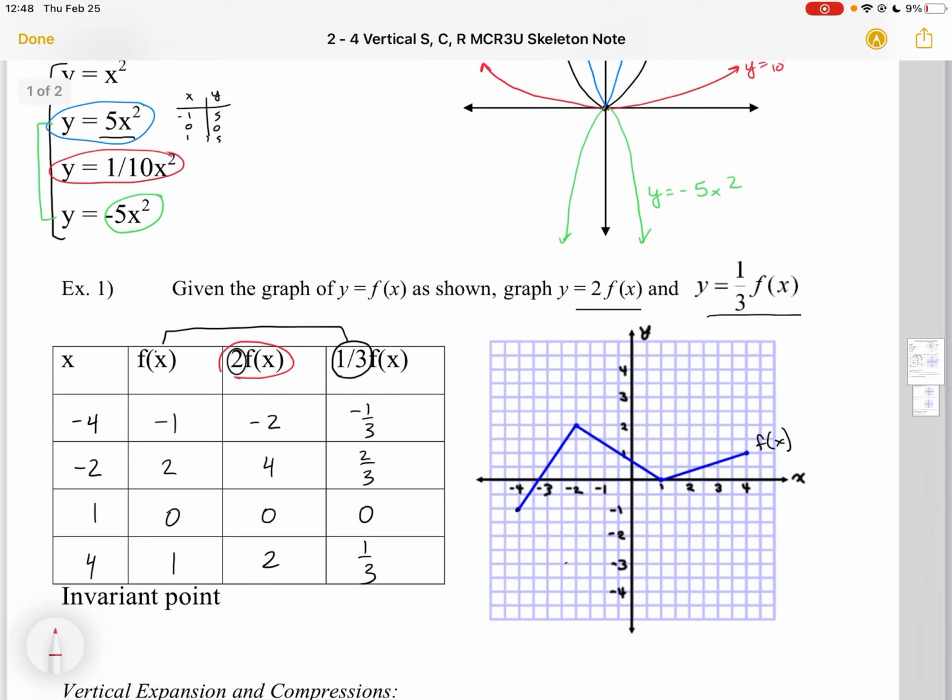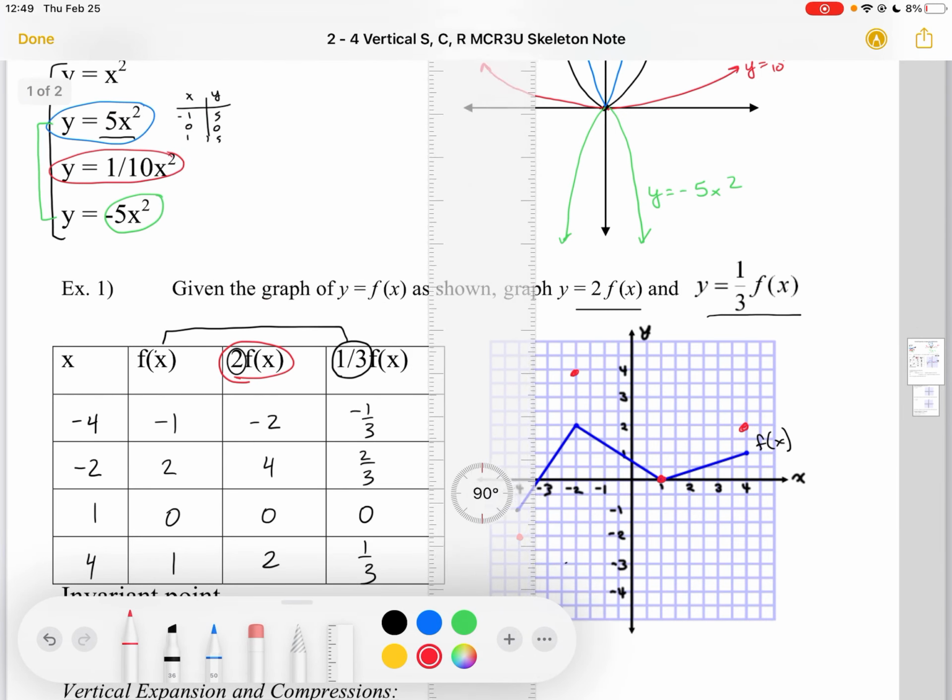I'll do red first. My x coordinate is the same. My y coordinate is different. And then I've got -2 and then 4, then 1, 0, which is called invariant because it stays the same. And then 4, 2 right here. Then using my ruler, I'm going to connect those lines.